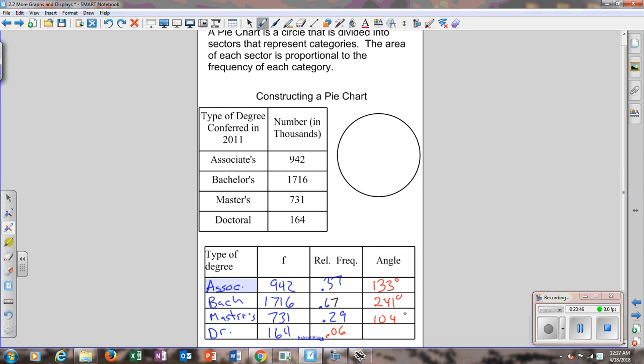These numbers don't make any sense. You can't have over 360 degrees. Alright, I think I messed up when I added them up or something. Yeah, I was missing a 1. So all these numbers are wrong. My bad.